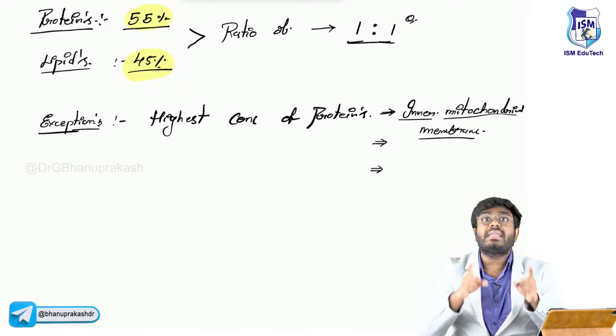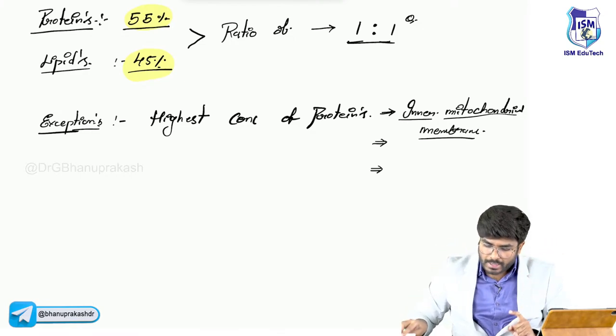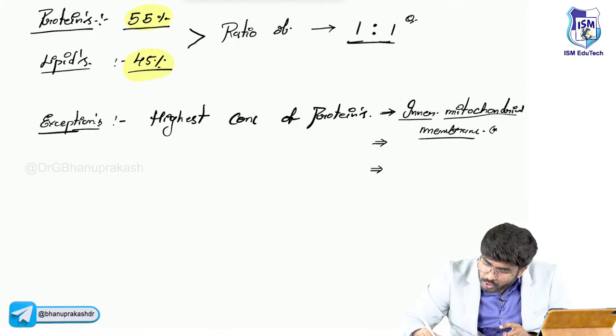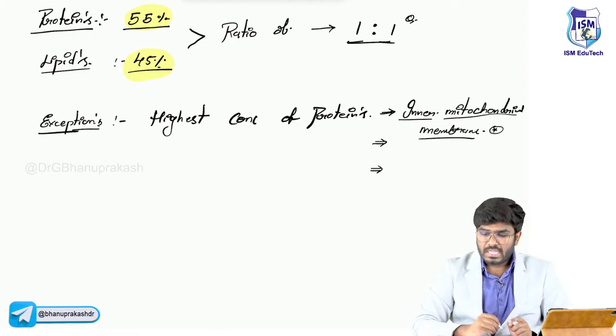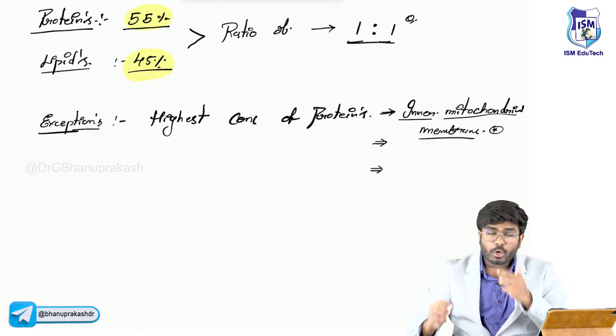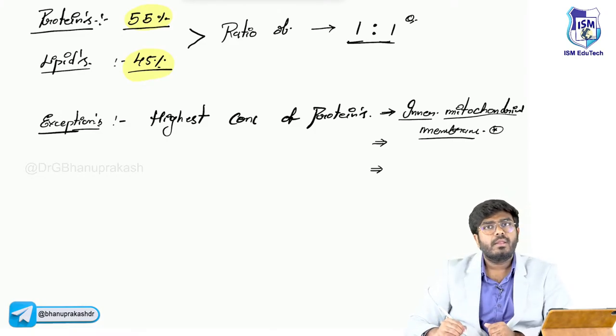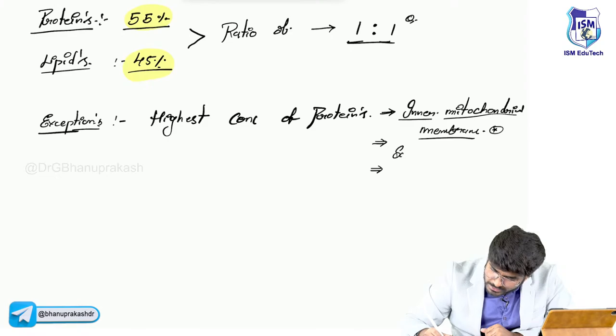So many proteins are present in the inner mitochondrial membrane. So, in the inner mitochondrial membrane, the protein concentration is going to be highest. If you don't find this answer, if inner mitochondrial membrane is not there, then you can mark the sarcoplasmic reticulum.